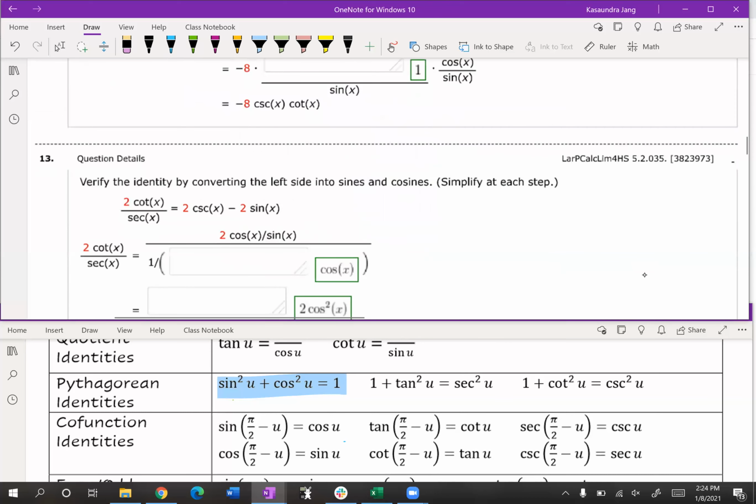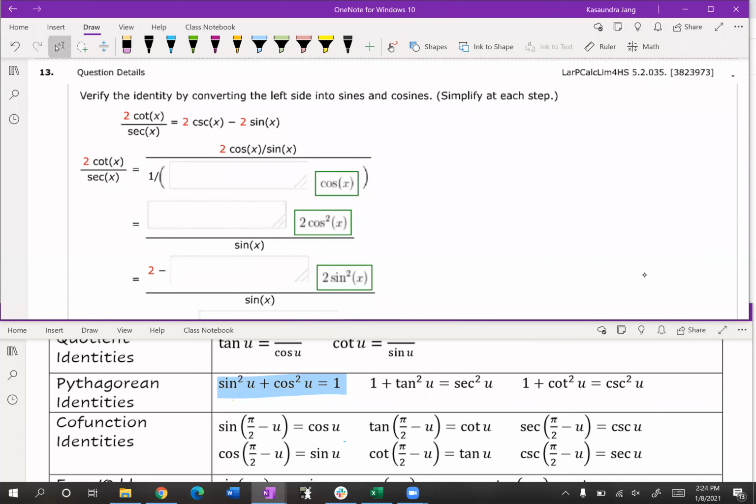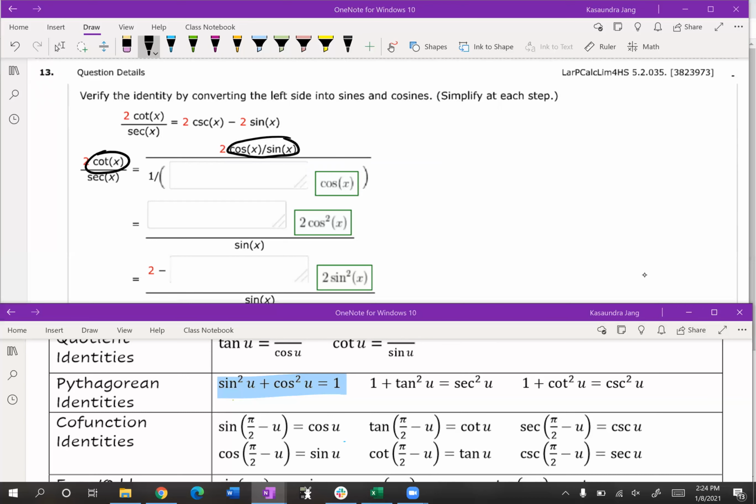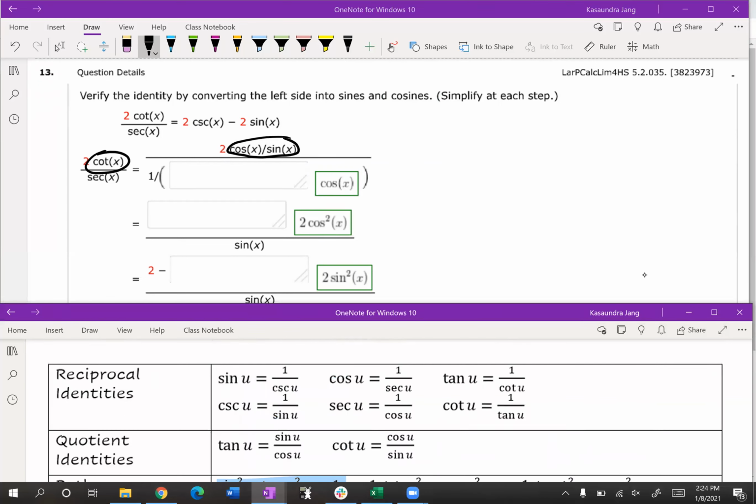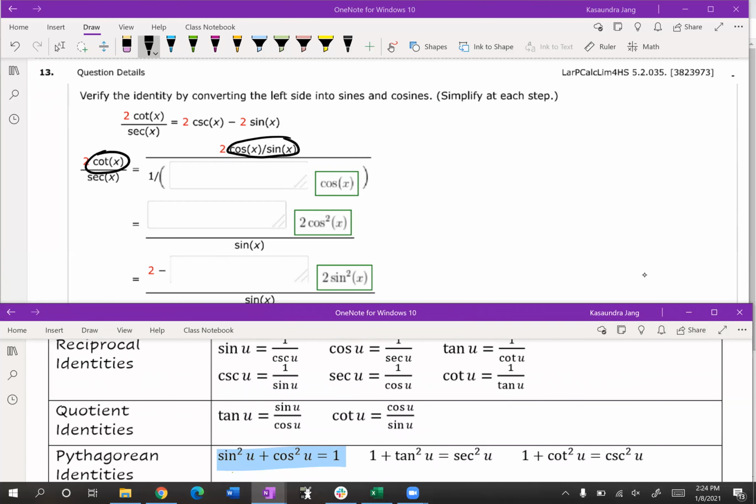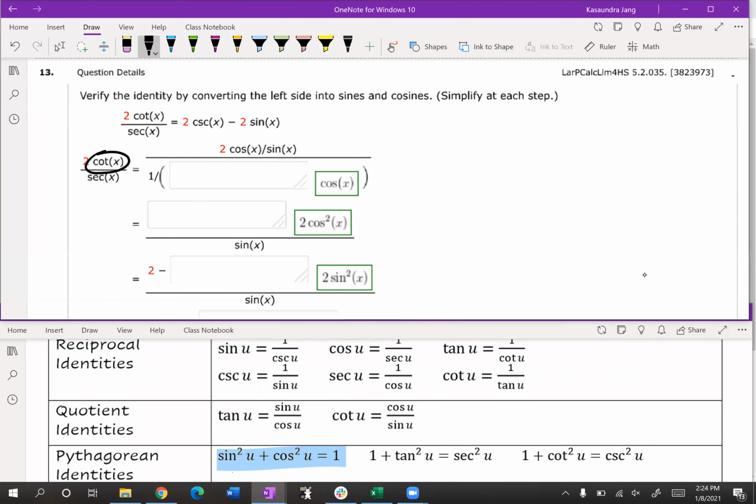Okay, and number 13, very similar. Verify the identity by converting the left side into sines and cosines. All right, so it looks like they already took cotangent and turned it into some sines and cosines. Cotangent is cosine over sine, which again, you can look at the list of identities right here. Cotangent is cosine over sine. All right, so they took care of that.